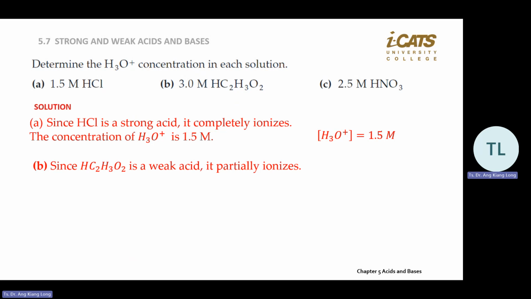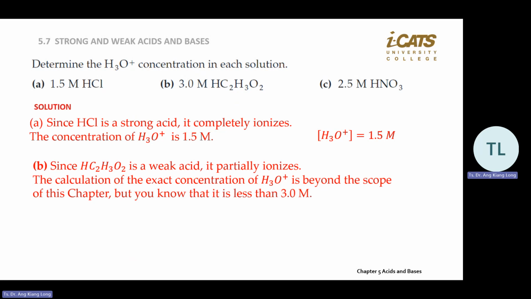The second example is a weak acid, so it's partially ionized. Partially ionized, you cannot get the exact number, but it's going to be less than 3 mole. This is how you answer for a weak acid. If you're unable to calculate, you need to explain it in a way that shows which direction, either more or less. So you can use this symbol, bracket, and then less than 3 mole.